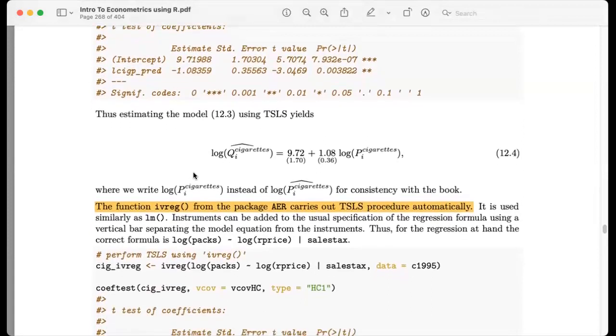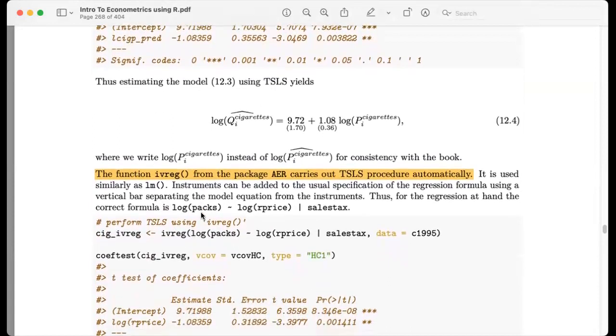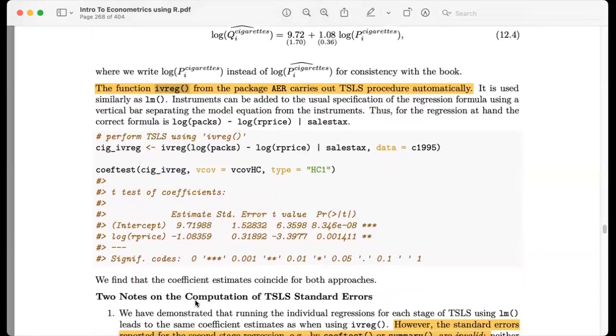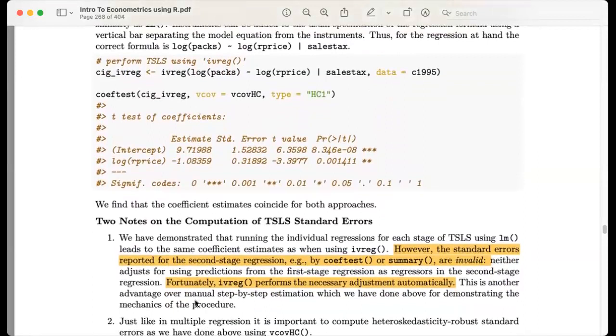So he's arguing that we could also use the IV reg function in R to do this, and as the author will mention later, it is better to use the IV reg function because doing it manually using LM has some drawbacks, especially with the standard errors. We have the IV reg, the dependent variable, the X variable, and then the instrument. And basically we have the same results. However, he mentioned some notes, things that we have to be cautious of.